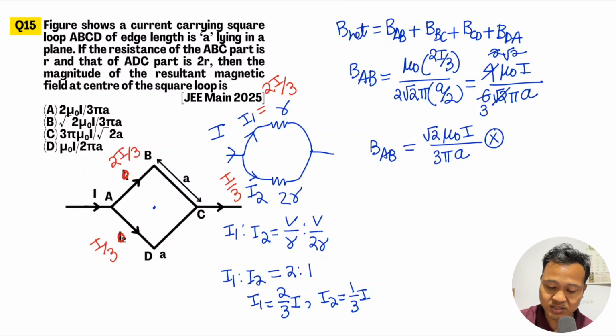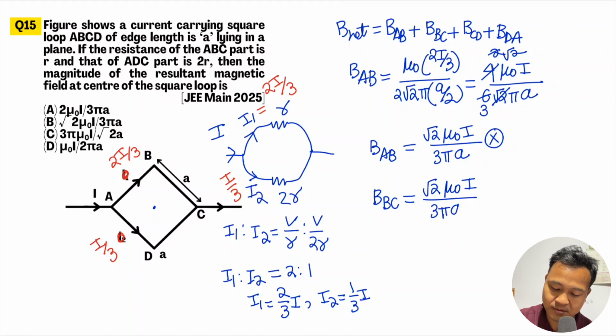Okay, similarly, B_BC. Like B_AB, for B_BC you'll have the same thing, since the current is the same. So 2 into mu naught into I by 3 pi A. Okay, so this is again cross. Then it is CD and AD, and DC.